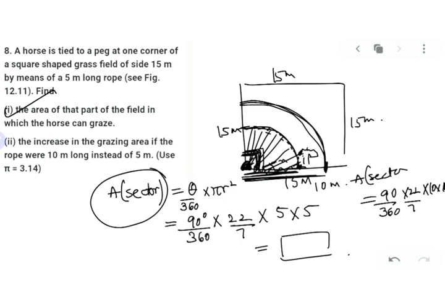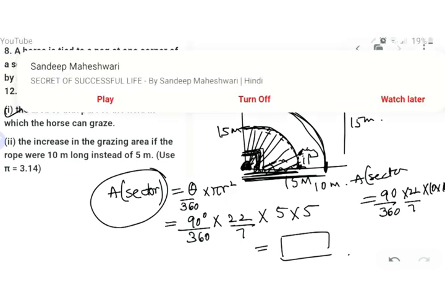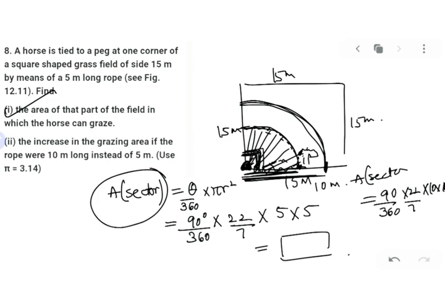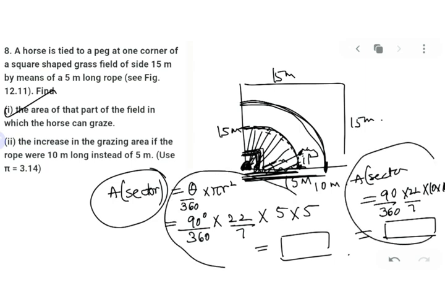It was 5 before and now it is 10 total. So naturally the grazing area will increase. Naturally the sector area will increase. Therefore you have to use 10. From there you will get the area of the sector. Now how much is the increase? So the area of the new sector minus the area of the old sector with radius 5. That answer will be the answer for the increase in the area of grazing. Got my point clear?